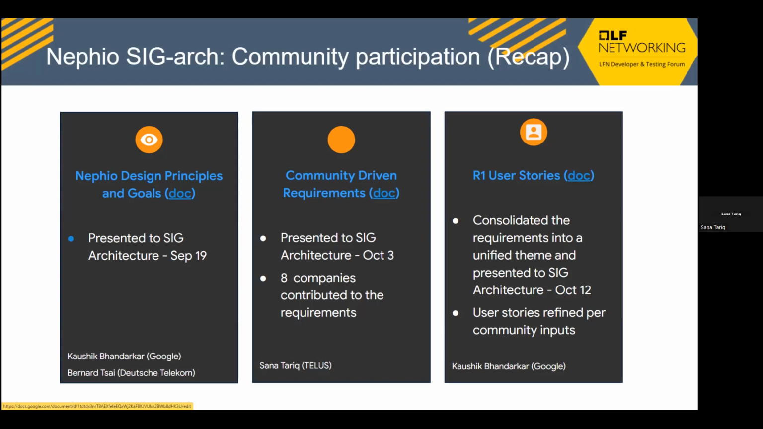From that effort, we came up with the R1 user stories document, which was also discussed and consolidated with the community's help, and it was presented in SIG architecture on October 2nd. And the user stories were also refined. We'll discuss those user stories.